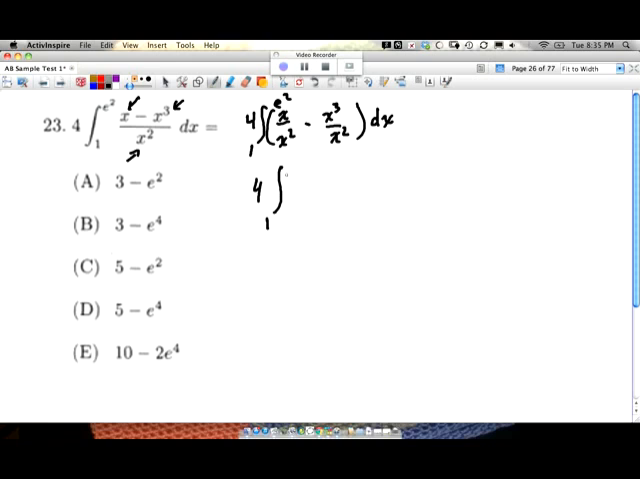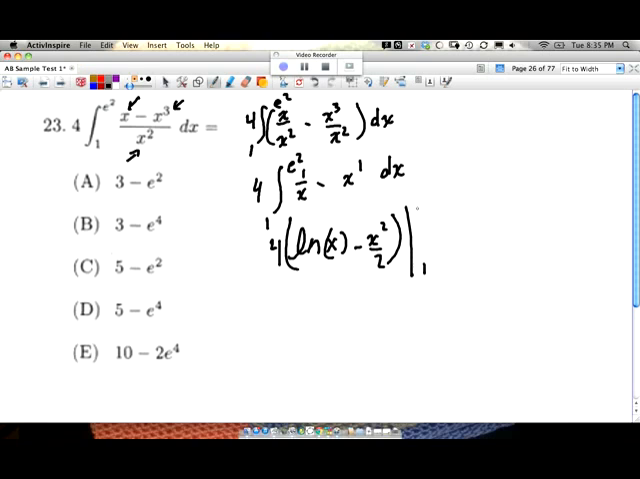That'll give me 4 times the integral from 1 to e squared of 1 over x minus x dx. Let's take the antiderivative of each of these terms individually. Well, the antiderivative of 1 over x is natural log of x. And the antiderivative of x to the first is really x squared over 2. We're going to multiply that by 4 and evaluate it from 1 to e squared. So we got 4 times whatever this answer is going to be. Well, let's figure out what it would be. That's going to be natural log of e squared minus e squared over 2.